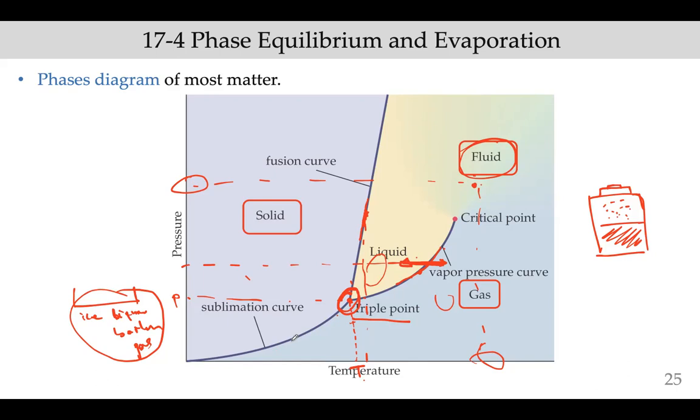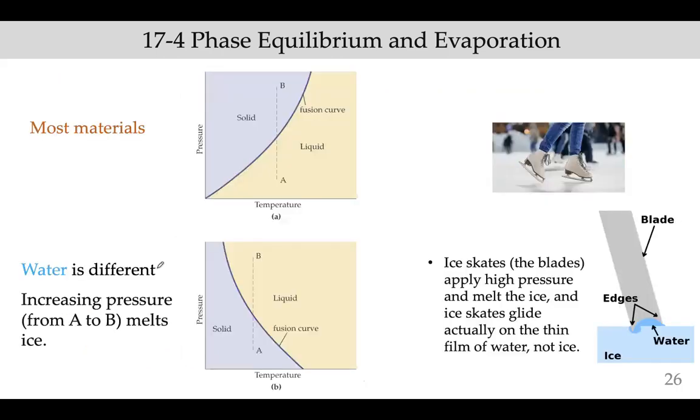Okay, so this is the phase diagram of almost all materials. They have a phase diagram like this for solid, liquid, and gas phases, but water's is just a little bit different. This curve in water is more like this, and you will see in the next slide. For most materials, that curve that separates the solids from liquid goes like this.